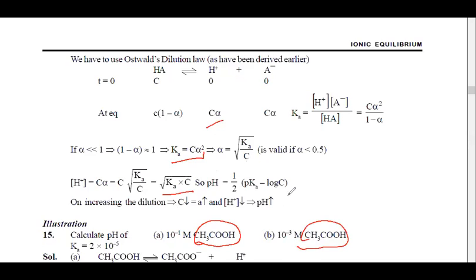Now, first, what do you have to do? Calculate alpha. That's the first thing you have to do. So try to calculate alpha for A and B, both. Everyone, calculate alpha for both A and B. Tell me.